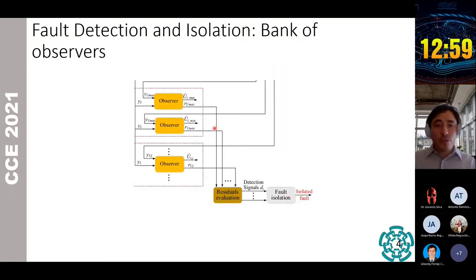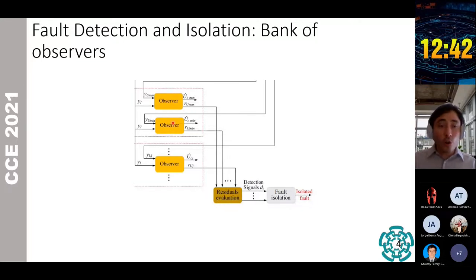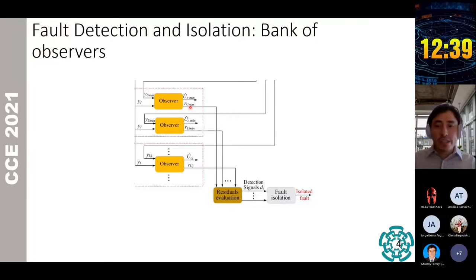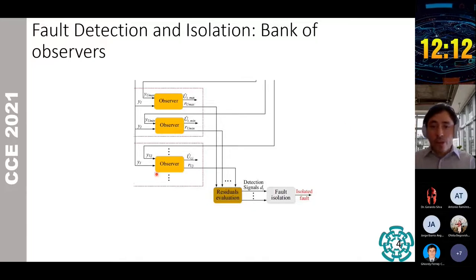So, in order to address the fault diagnosis problem, many works use a bank of observers, which is basically a group of individual observers where each observer is designed for a specific system fault. Also, on each observer, a residual is generated, which is denoted as R, and then the fault detection and isolation are achieved by evaluating the residuals. Moreover, some works even estimate the fault magnitudes by using this scheme. However, one of the main drawbacks of this scheme is that it requires designing one observer for every fault.